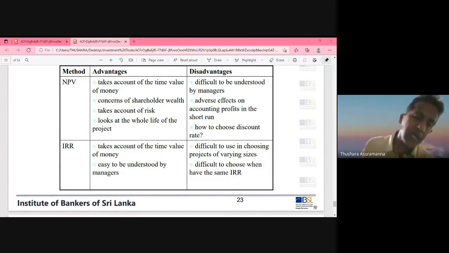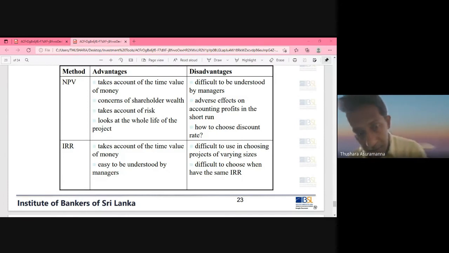Then go to the IRR. Advantage, obviously, it takes time value into account. That's very clear. It's good also. Number 2, it's easy to understand. Managers find it very easy to explain, right? So if the IRR is higher than the expected return, we'll proceed with the project. Easy.